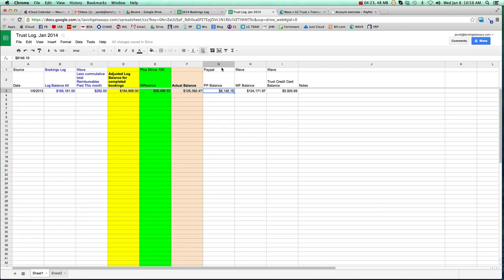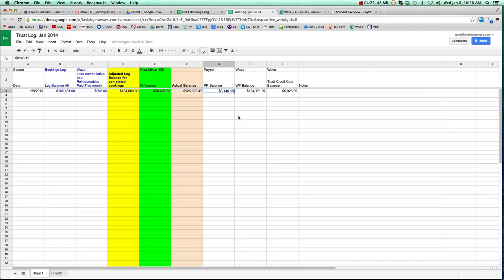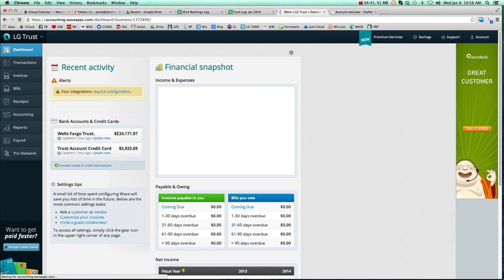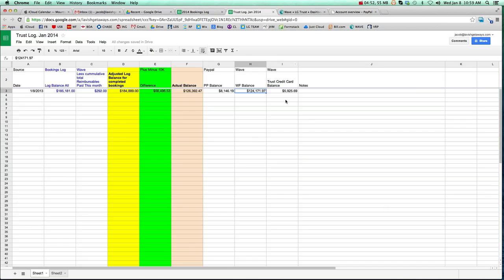So first of all, the PayPal balance, you just log into PayPal, you look at the number, and you put that number in. For the Wells Fargo balance, you're going to go into the trust account. Just go to trust, go to dashboard. Okay. And you just put in that number right there. That's all you do. Wells Fargo Trust balance right there. And then for the credit card balance, you put in that number right there. And that goes right here.